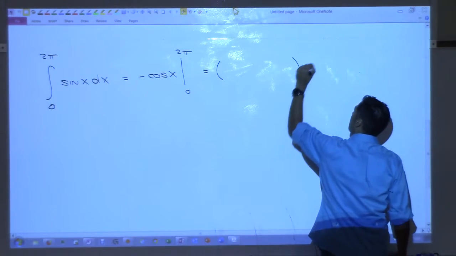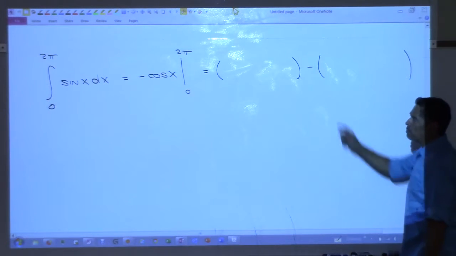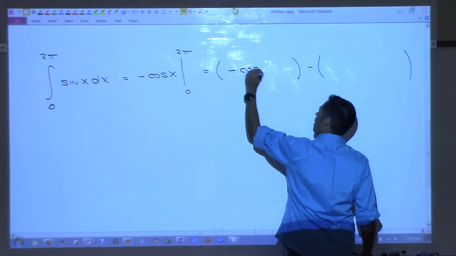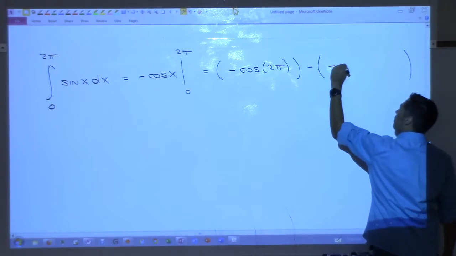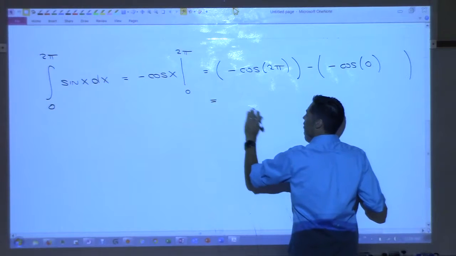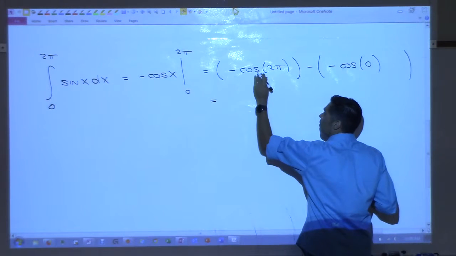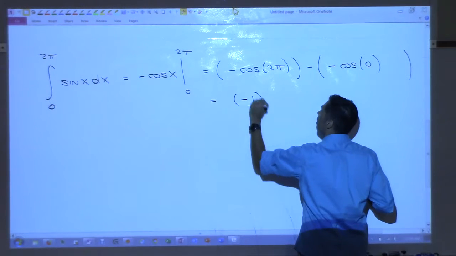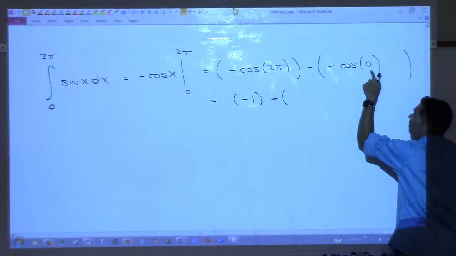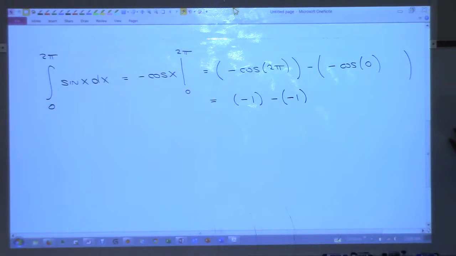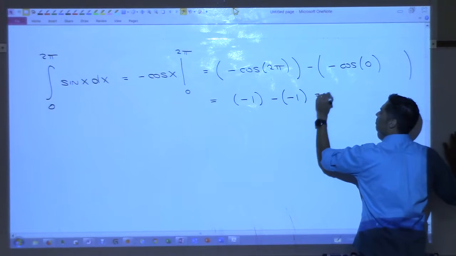And I like to do 2 sets of parentheses. And what gets plugged in first? 2 pi always goes in first. So I'll just write it down first: negative cosine of 2 pi, and then we're going to plug in negative cosine of 0, right? So what is cosine of 2 pi? 1. So this is negative 1, minus, okay, what's cosine of 0? 1, so minus 1, so we have minus minus 1. Is that right? So what do we get? 0.